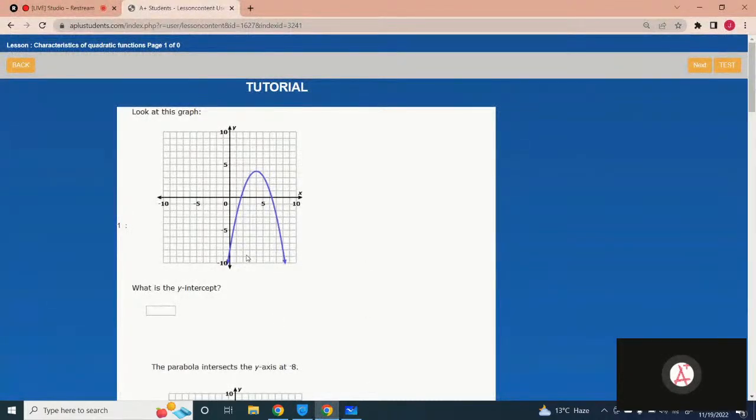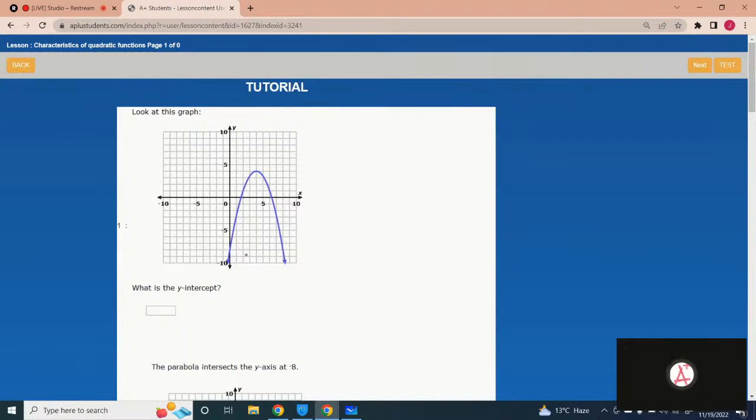Okay, look at the graph. What is the y-intercept? You are given a graph, and you have to find the y-intercept. Basically the y-intercept is the point where the graph touches the y-axis. Got it? So here is the y-axis and this is the point where the graph is touching the y-axis. We need to know the exact point where the graph is touching the y-axis.